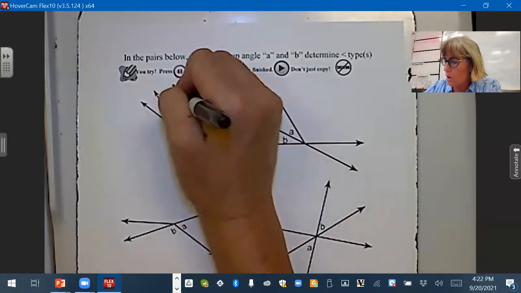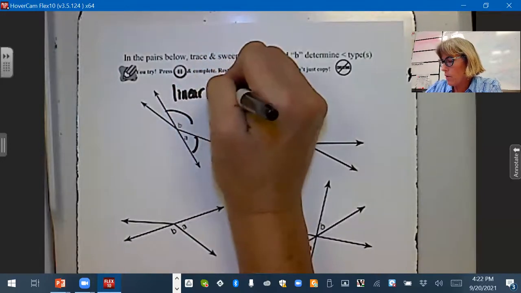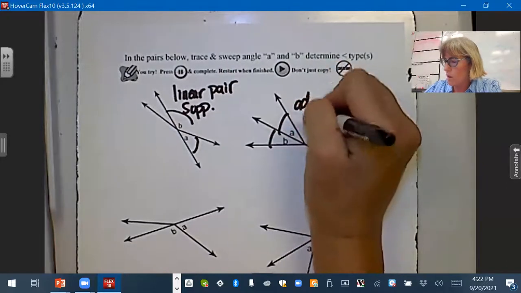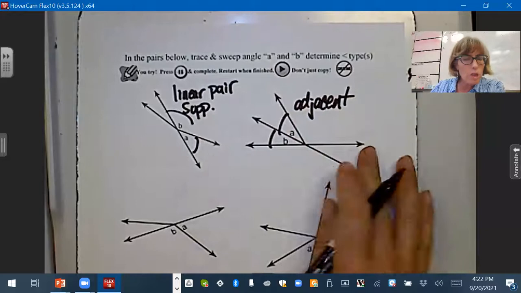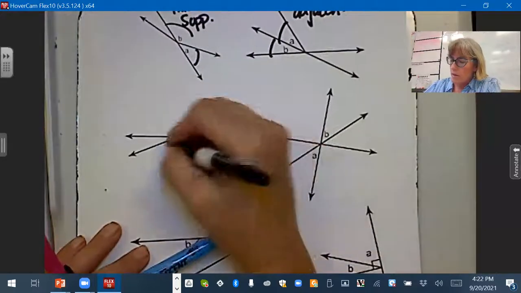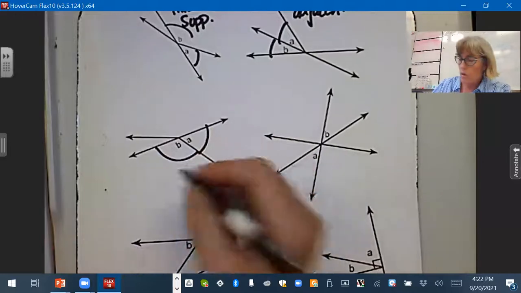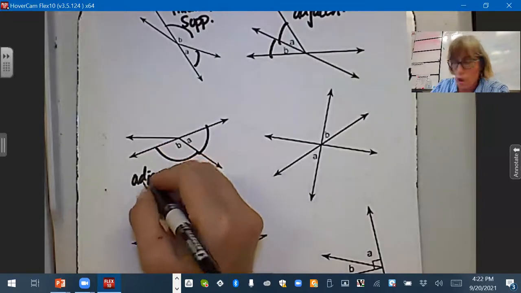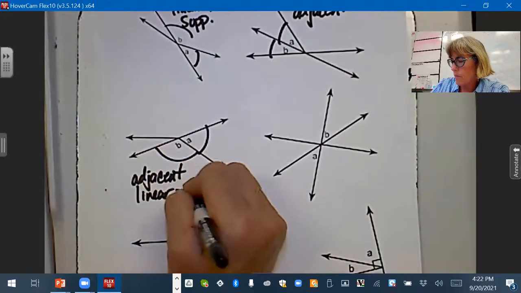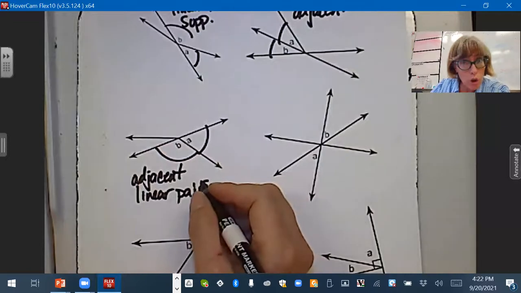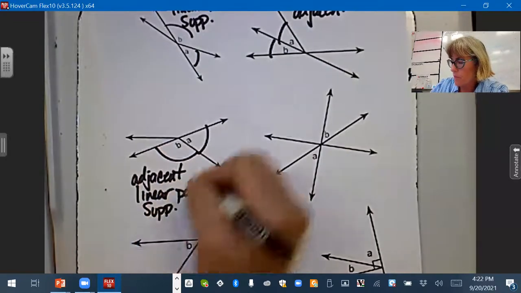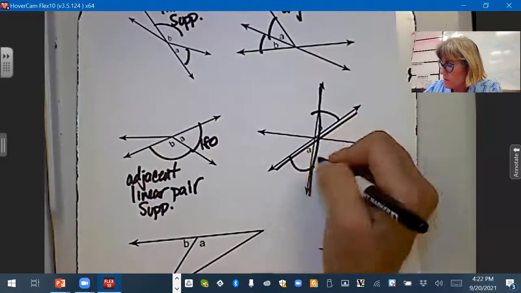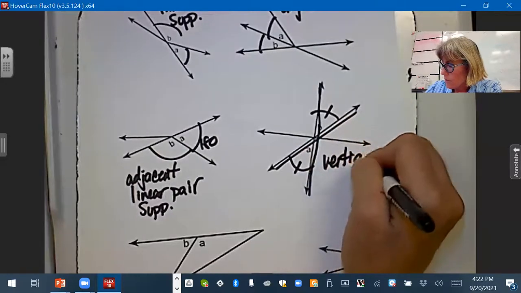These two angles, these are a linear pair, and they're also supplementary. These two angles are only adjacent. That's it. They don't share a spine, make a line. These angles are adjacent. They are also a linear pair. And they are also supplementary because of the 180. These angles made by two straight lines are vertical.